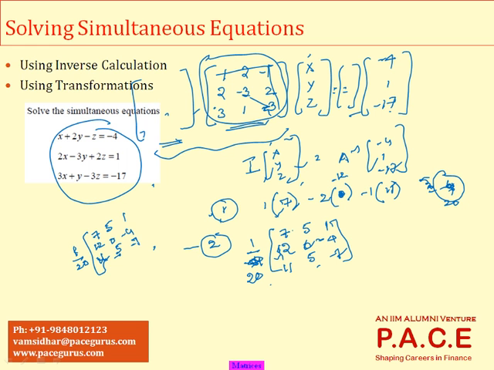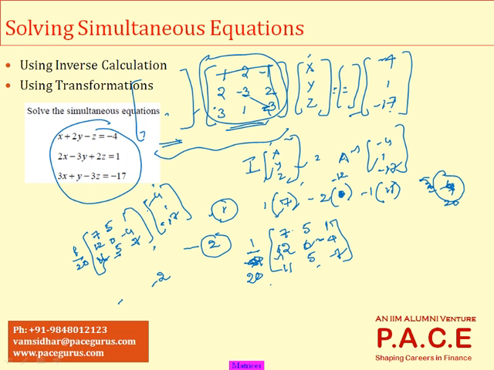Okay, let's try it out. So this is the inverse. And this I am multiplying with minus 4, 1, 17. Now the first row, 7 into minus 4, minus 28 plus 5, minus 23 plus 17. Minus 17. This is minus 23 minus 17, which comes minus 40. Minus 40 by 20 is minus 2. So the first value is minus 2.